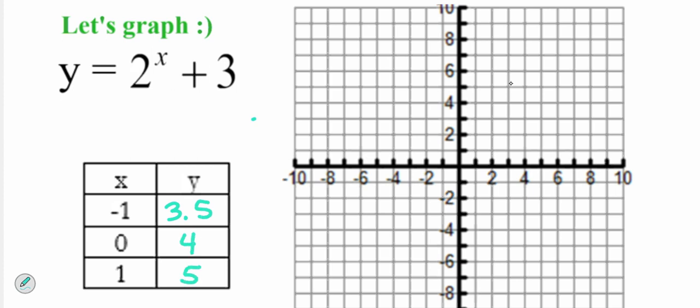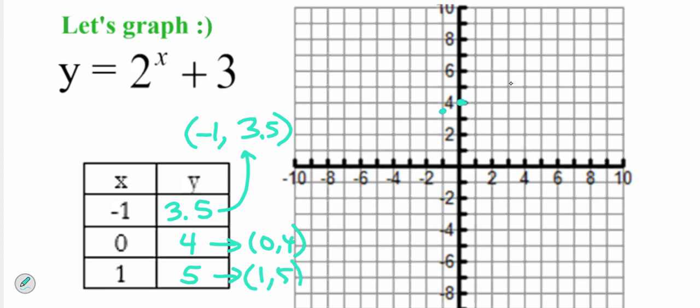Let's go ahead and graph these. First, -1, comma 3.5. So that means I start at the origin, I go -1, and then I go up 3.5. Now we don't need to be perfect, but that looks like -1, 3.5, right? That's that point. So remember, when we see a table, that's the same thing as the point -1, comma 3.5. Okay, same thing here, 0, 4, that's the same thing as a point 0, 4. So I'm going to go ahead and graph that, 0, 4, right here. And then I see 1, 5, that's the same thing, right? So I'm going to go over 1, up 5.